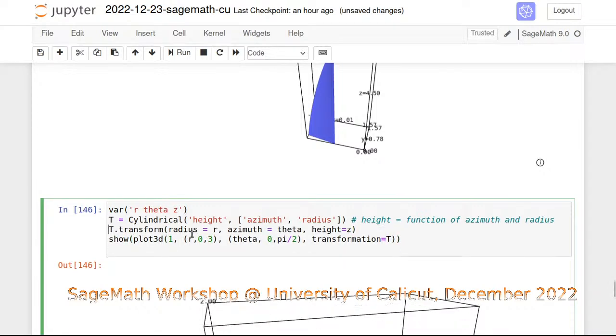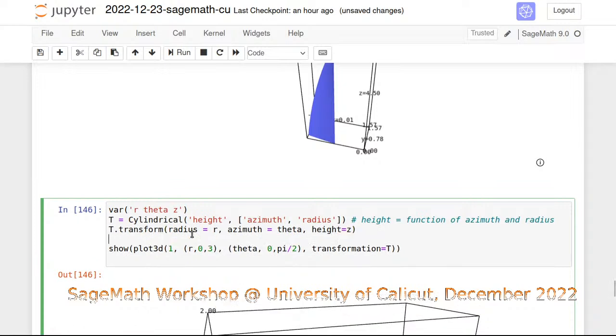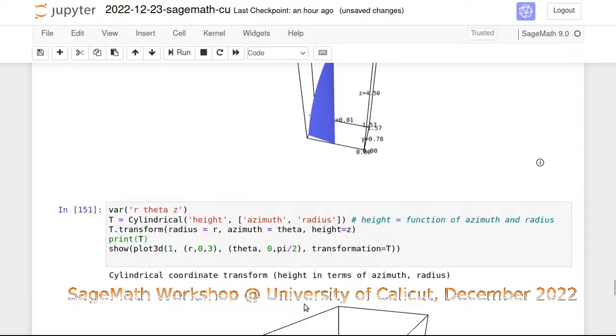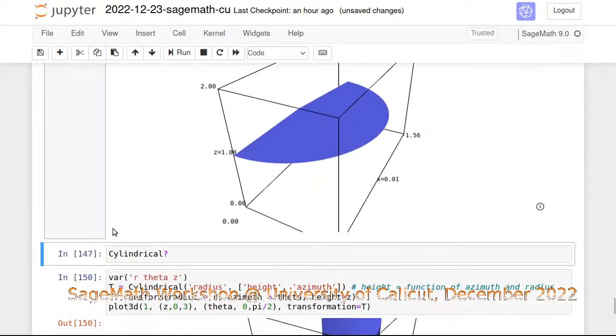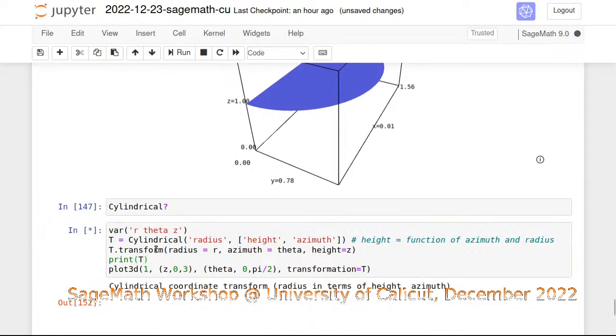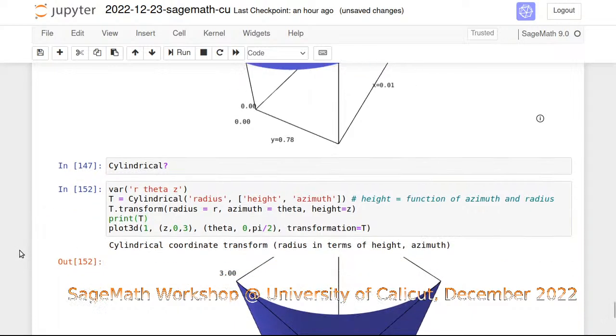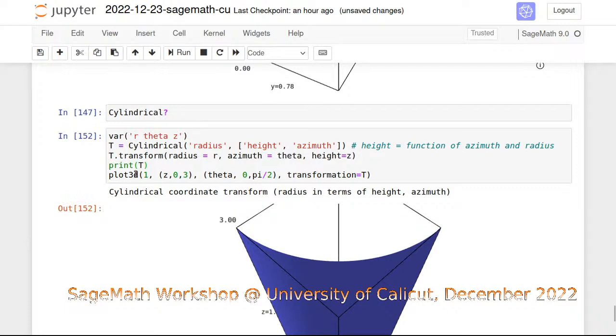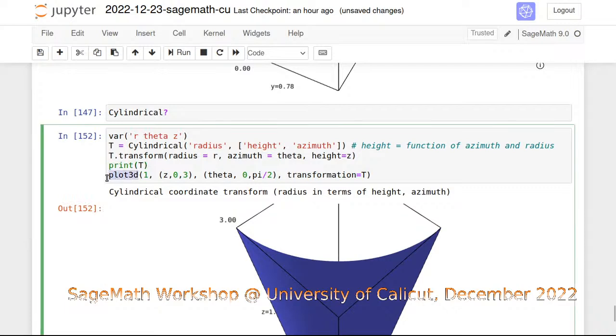Maybe we can try to use height in terms of azimuth and radius. That's the cylindrical system T. But if you print T here, radius in terms of height and azimuth. So remember that we are supposed to use it only along with plot 3D, because plot 3D actually demands one to be a dependent variable of the other two independent variables. That's why we are using it like this.